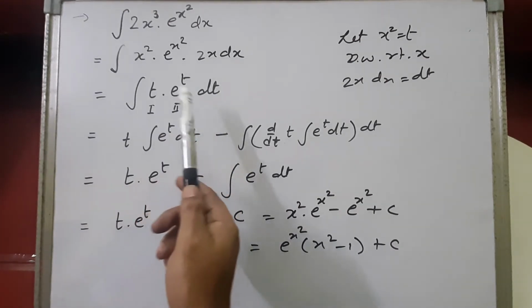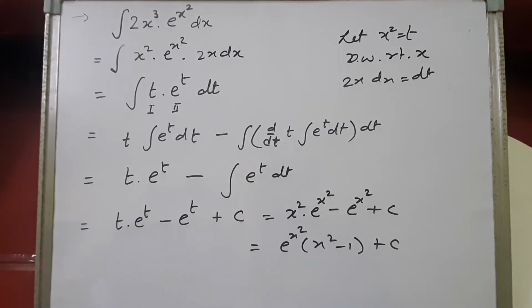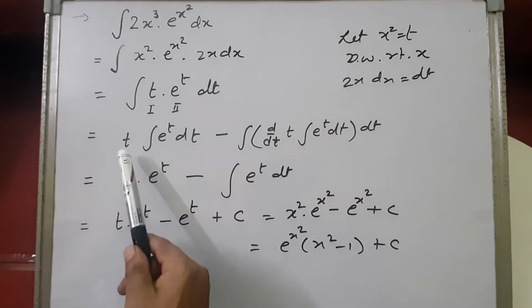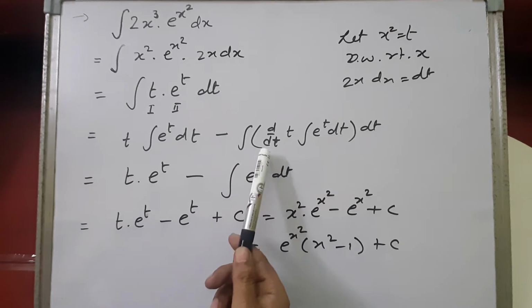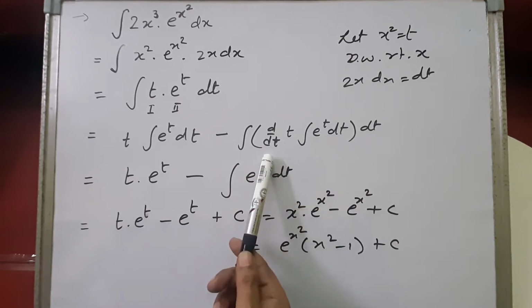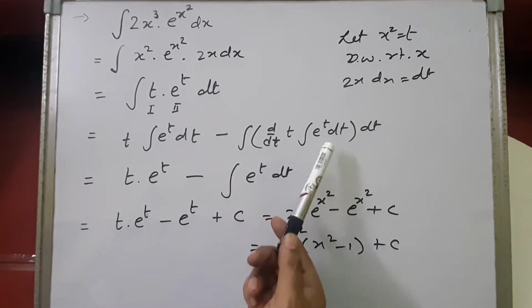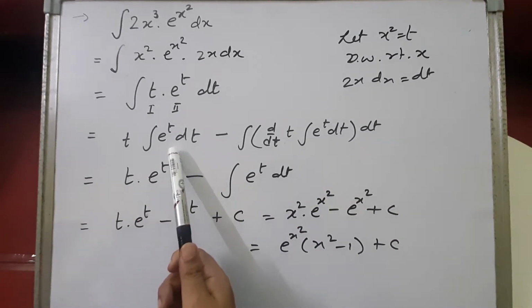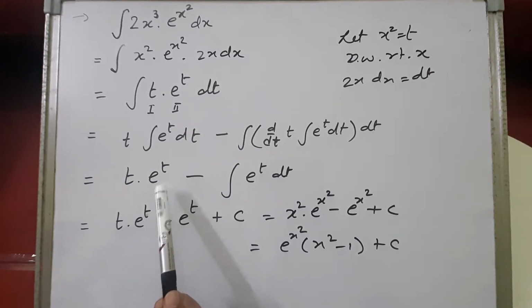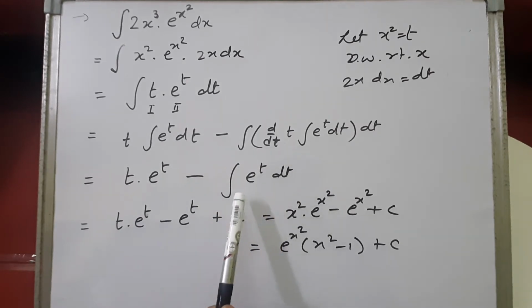Now this is an algebraic function and this is an exponential function. So when we apply integration by parts, it will become first function, integration of second function, minus d by dt of t, that is differentiation of the first function, integration of second function, to the whole integration. When we integrate e to the power t, we get e to the power t back. d by dt of t will be 1, and integration of e to the power t with respect to t will again give e to the power t.